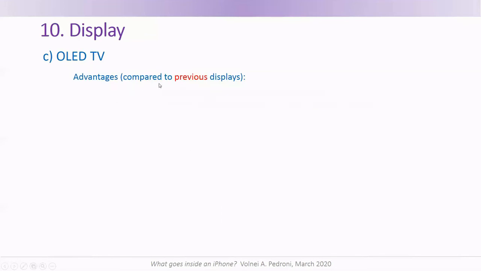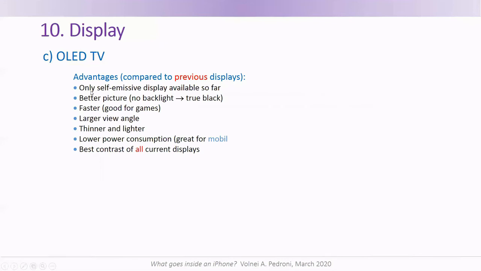Advantages compared to previous displays. The only self-emissive display available so far, better picture, no backlight, that's a true black, faster, larger viewing angle, thinner and lighter, lower power consumption, great for mobile devices. This iPhone 11, for example, 11 Pro. Best contrast of all current displays. Disadvantages for now, shorter lifetime and higher cost.